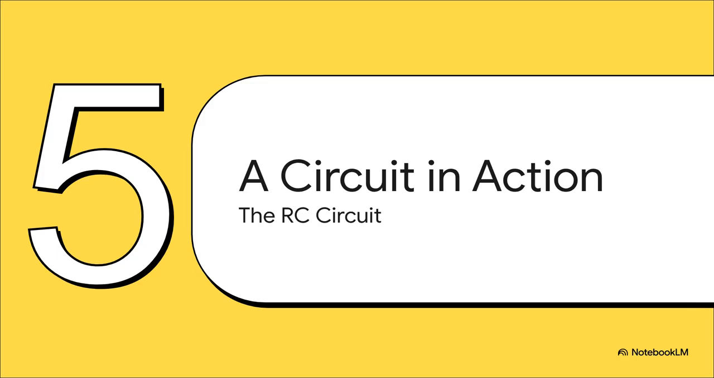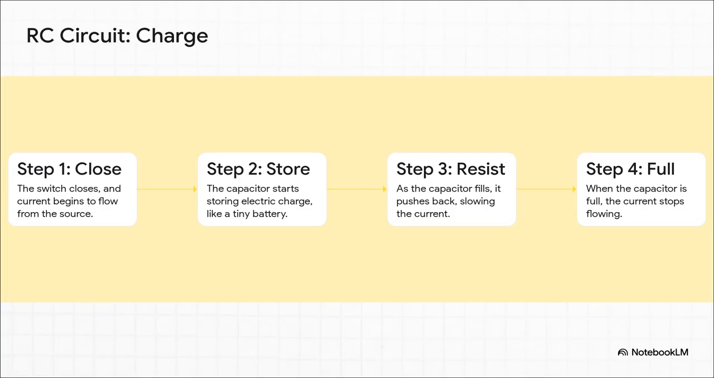All right, let's put all these pieces together. Let's watch a real and very common type of circuit in action. It's called an RC circuit. And as you might guess, it uses a resistor and another cool component called a capacitor. So here's what happens. The moment we flip that switch, bam, current starts rushing out from the power source. But it doesn't just flow through the circuit. Instead, it starts getting stored up inside the capacitor.